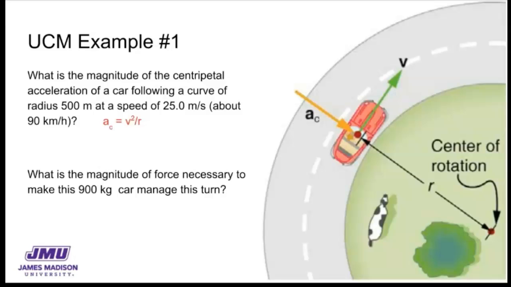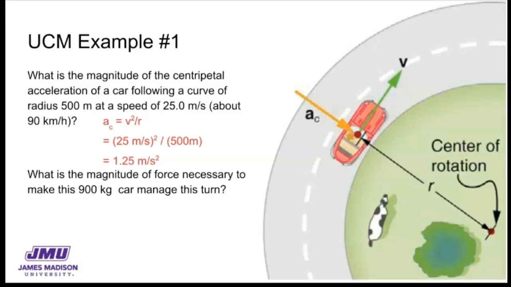The acceleration that the car will undergo if it's traveling at a constant speed in a circular motion is given by the equation v squared over r, which is a known equation for objects traveling in a circle. The acceleration in a circle is v squared over r. V is the speed, the instantaneous velocity, and r is the radius of the circle. So this is a very straightforward calculation, and I get that it is 1.25 meters per second per second.